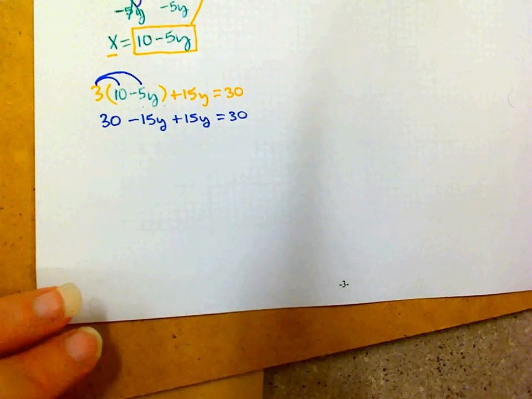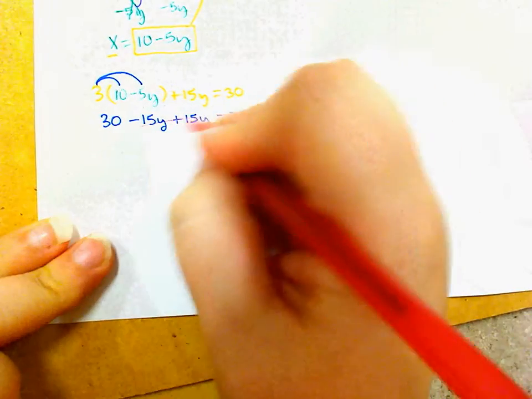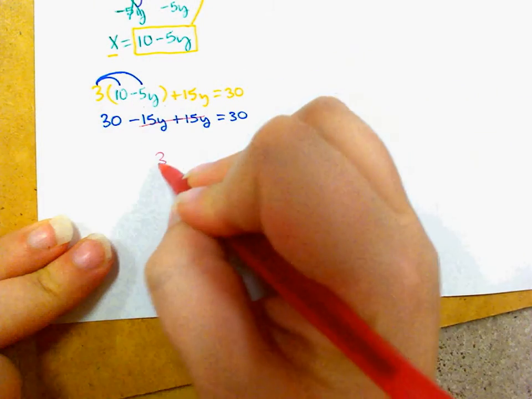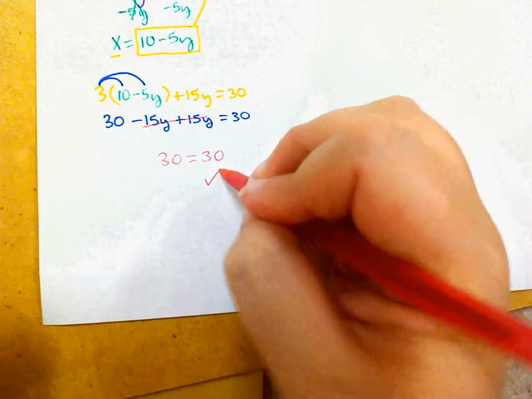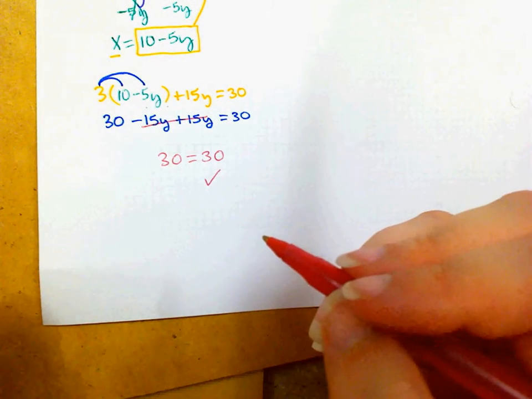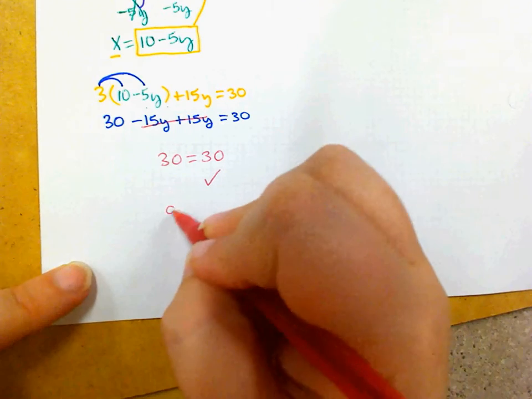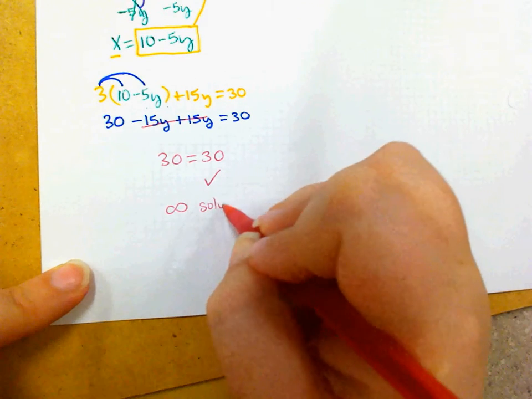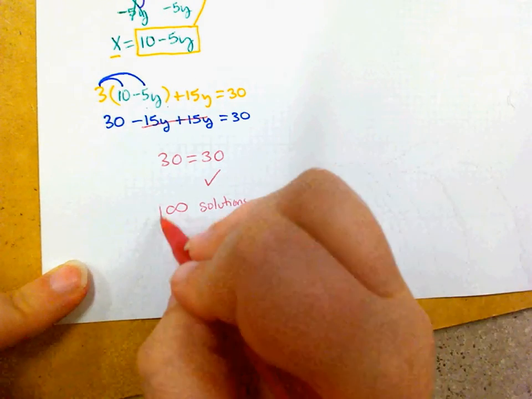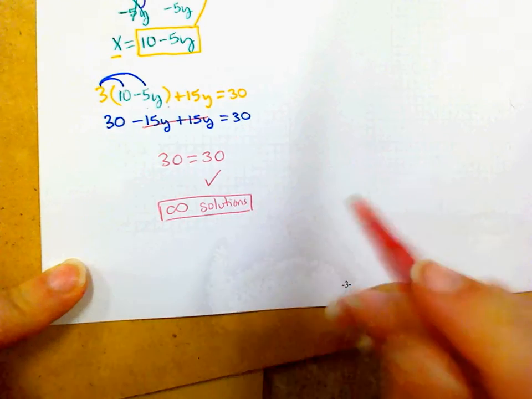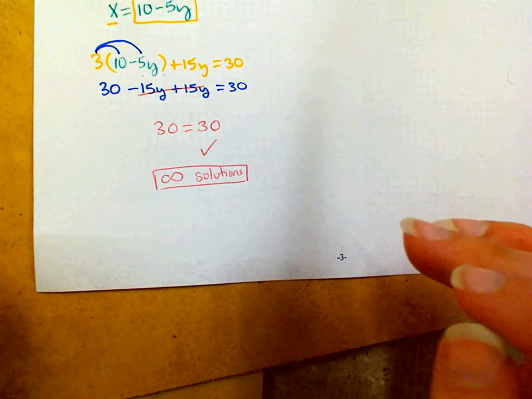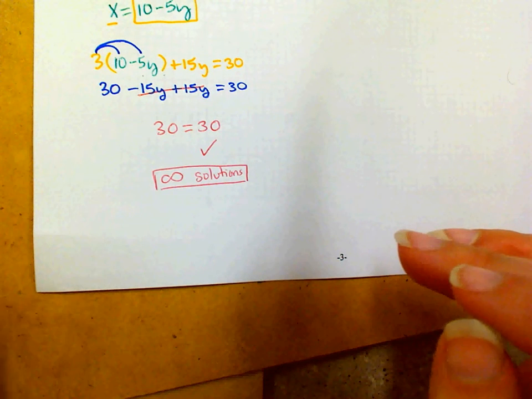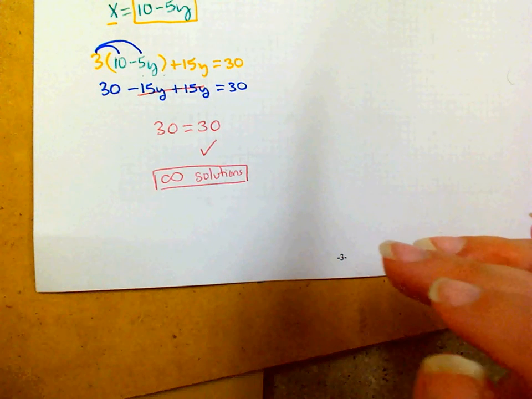Is that a true statement? It is a true statement, which means what? We have infinite solutions. What if it had been a false statement? No solution. And then if it had been y equals 7, then we would have solved, if we know y, then go back and solve for x, okay? All right.